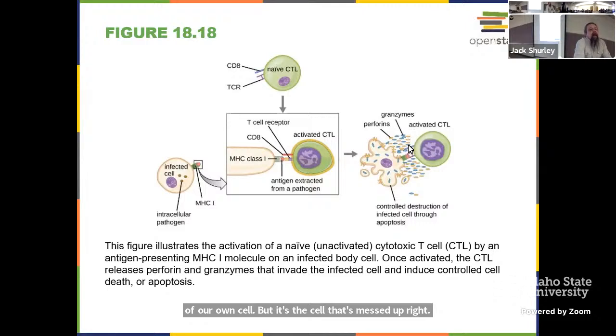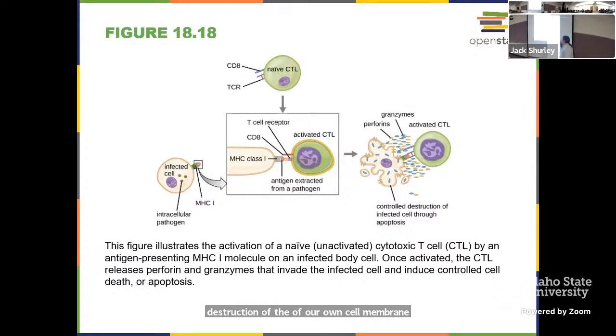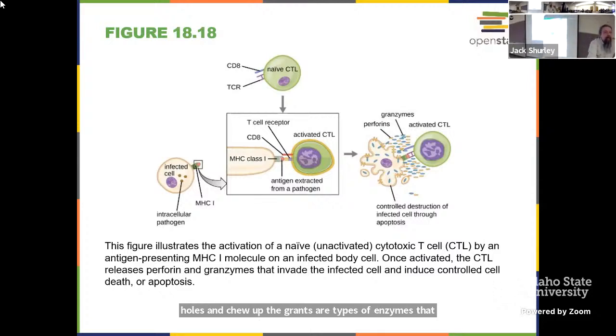So numerous enzymes are released, granzymes, perforins. These things basically cause destruction of our own cell membrane and poke holes and chew up. The granzymes are types of enzymes that chew up these substances. You can see little blebs of the cell fragmenting and basically being destroyed through apoptosis, right?